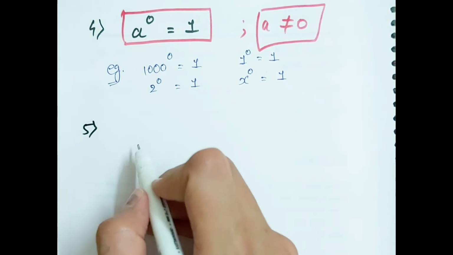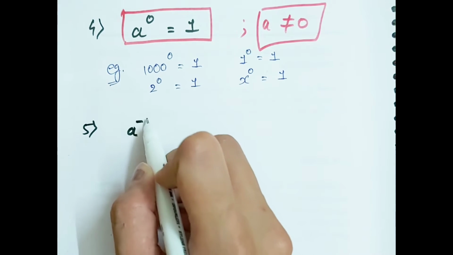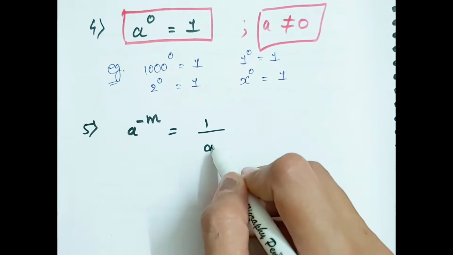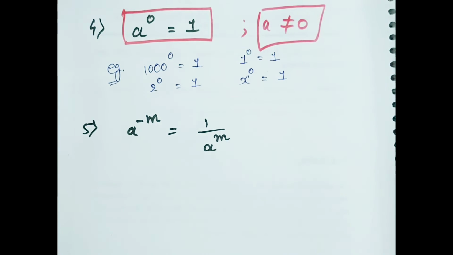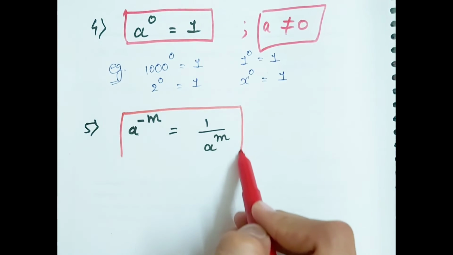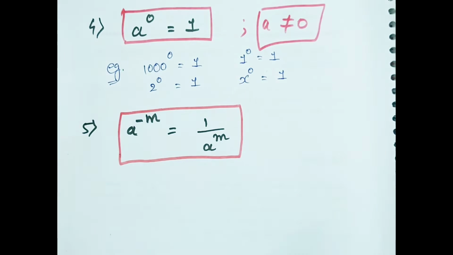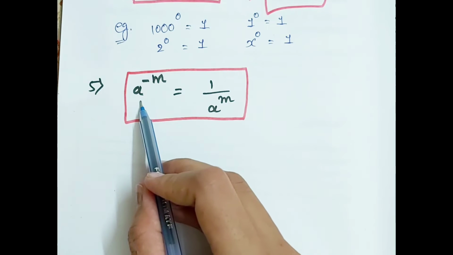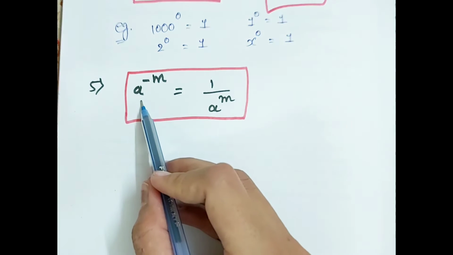Next rule says that a raised to the power of negative m is equal to 1 over a raised to the power of m. This is very crucial and very important to understand. So whenever you get a negative value in the exponent and you want to convert that into a positive value, you just have to flip the position of your base value. So what I mean by that, here the a value is in the numerator and your exponent is a negative value.